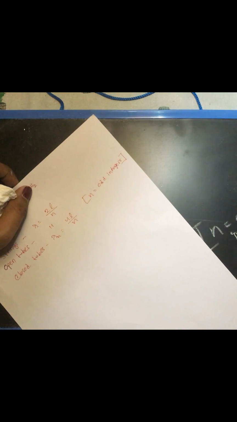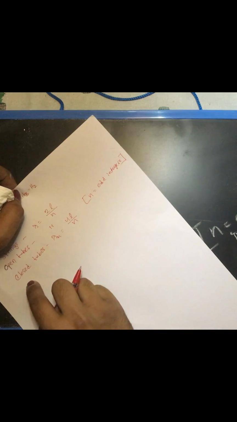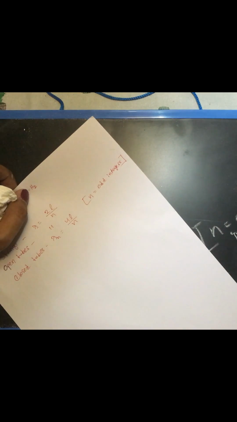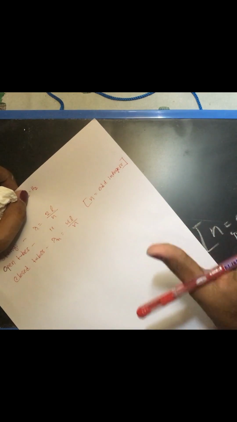So remember, we do not have even harmonics in a closed tube. We only have odd harmonics: 1, 3, 5, 7, 9. That's it. That's what you must remember.